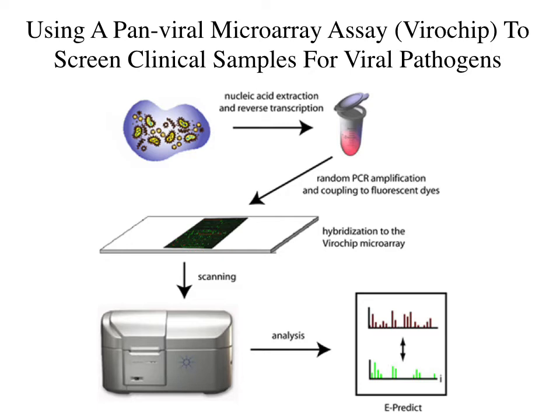In the slide, it demonstrates how to run a ViroChip assay to analyze clinical samples for the presence of both known and unknown viruses. The steps of the ViroChip assay include nucleic acid extraction from clinical samples, reverse transcription of extracted RNA and second-strand cDNA synthesis, PCR amplification of randomly primed cDNA, fluorescent dye incorporation, hybridization of labeled material to the ViroChip microarray, and finally scanning and analysis.